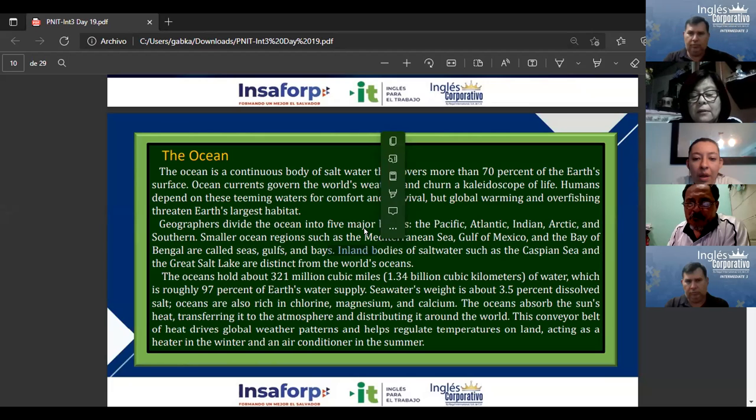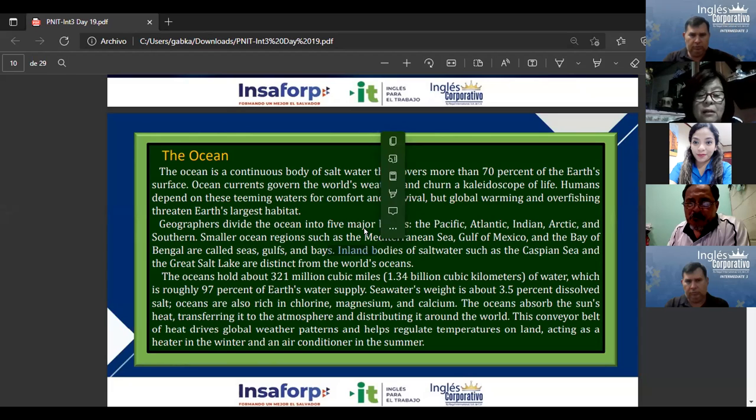Inland. Okay, what is the meaning? Situated in the interior of a country rather than a coast. Sounds like the deserts of Australia, interior. The parts of a country remote from the sea or borders. Okay. How can we say, orillas? No, orillas is seashore. I don't know.